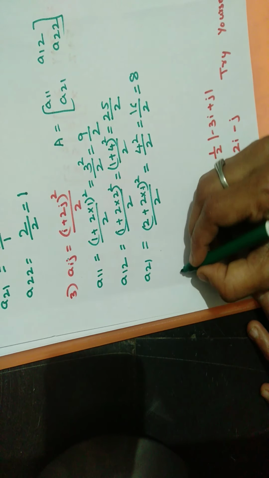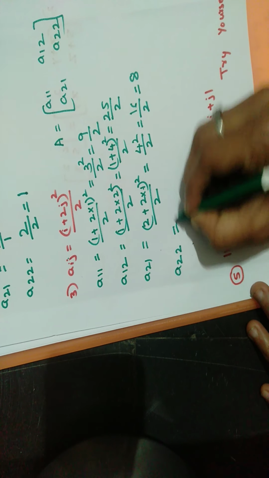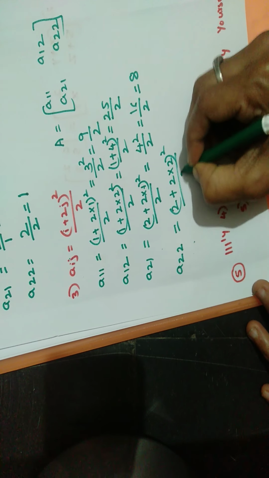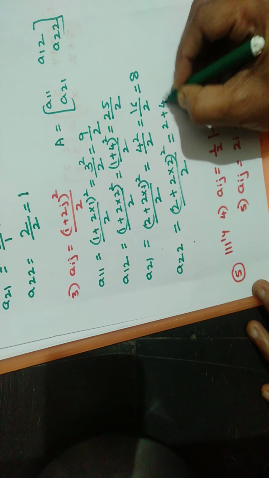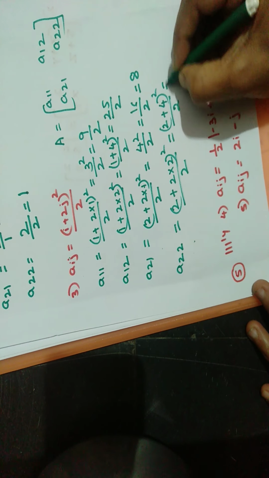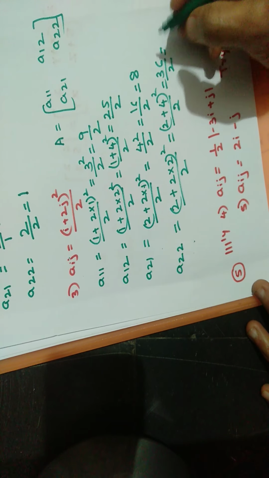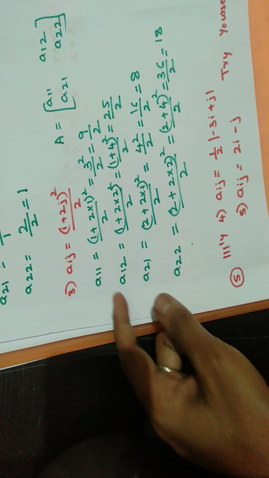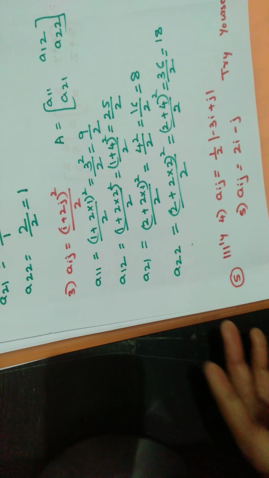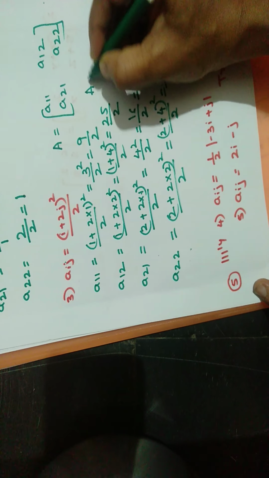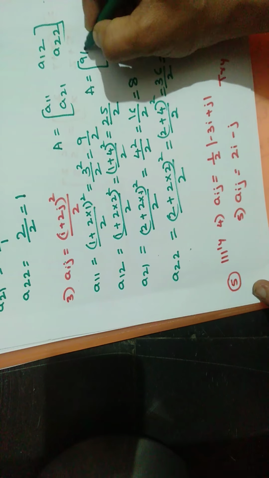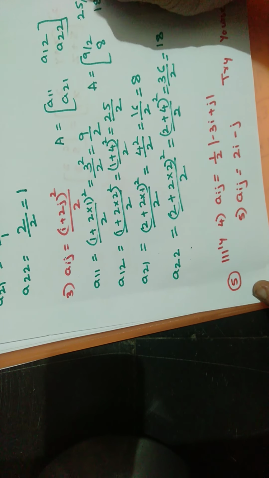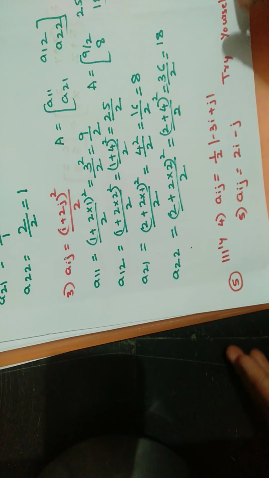Next we have A22. A22 means (2 plus 2 into 2) whole square divided by 2. That means 2 plus 4 whole square divided by 2. That means 36 by 2, that is equal to 18. So we have calculated A11, A12, A21 and A22. So if we substitute, A is equal to the general matrix: 9 by 2, 25 by 2, 8, and 18.